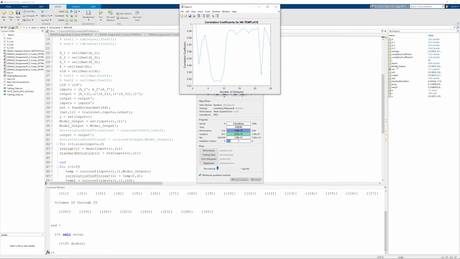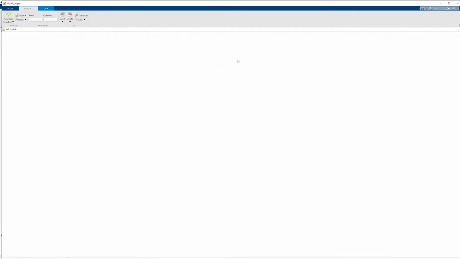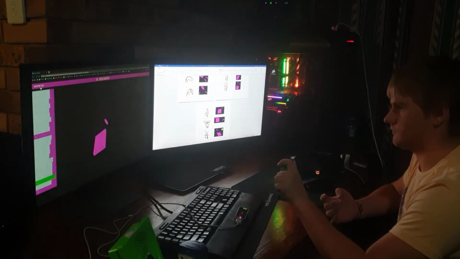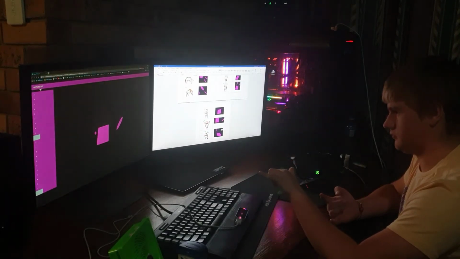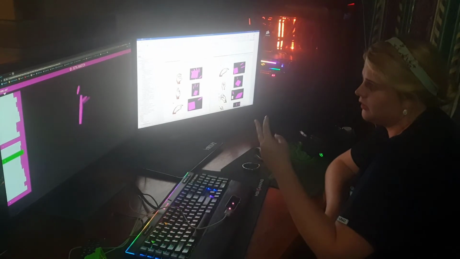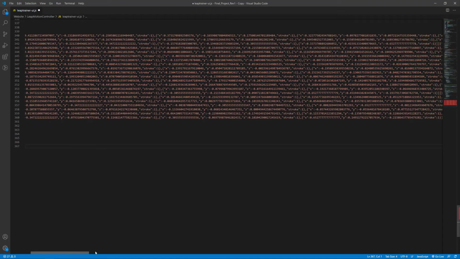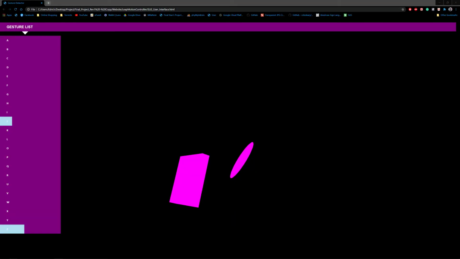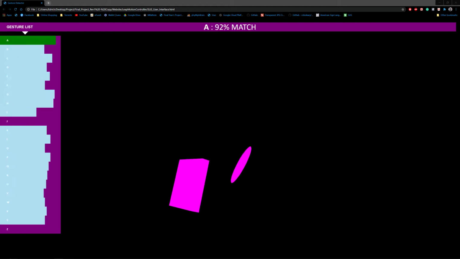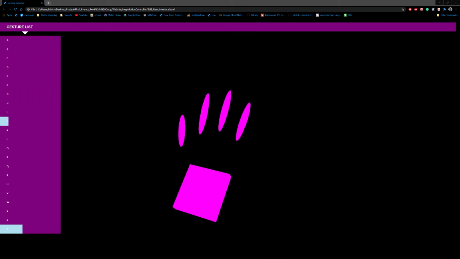The main implementation of the system uses geometric template matching. This is where the user signs a gesture, and the gesture that is made is compared to a predefined database of templates that was created out of the neural network. After implementation and testing of the system, let's watch that video from the start again.